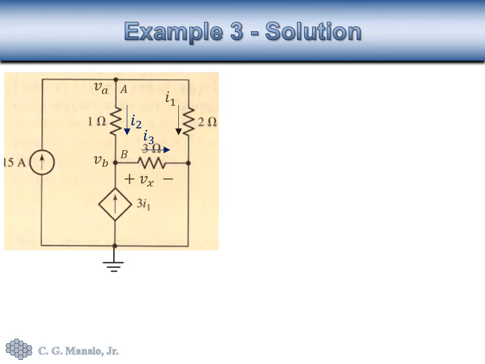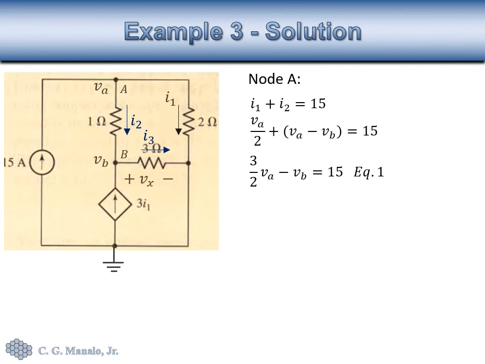So let's proceed to write the KCL equations. For node A, we'll have current entering as 15 minus current leaving. So 15 minus I sub 1 minus I sub 2. After simplification, that should give us this equation. And replacing the currents by the potentials, that should give us this equation, and this is equation number 1.